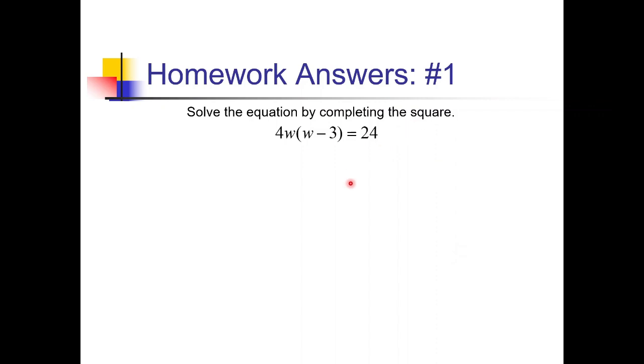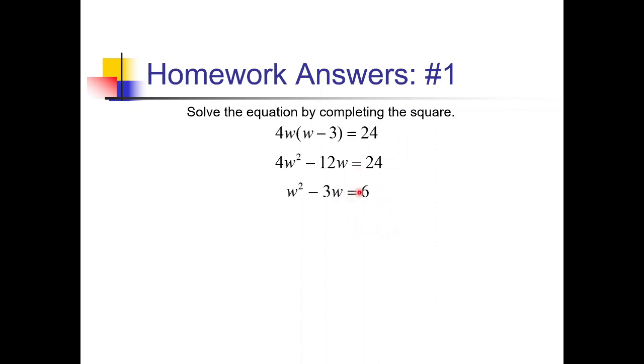For this problem, we're just trying to solve this equation by completing the square. Before we can do that, we're actually going to need to distribute out this 4w. So if we do that, we've got 4w squared minus 12w equals 24. And then it would probably be a good idea to divide everything by 4 so we can have just an a value of 1 there. So that would be w squared minus 3w equals 6.